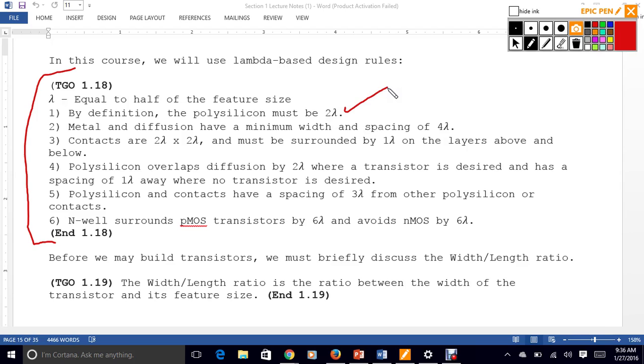So if you're designing a circuit, it's a good idea to go through and think, well, I need to design a transistor, and we'll be coming up with equations and methods to be able to calculate the precise number of lambda you need for your pull-up and pull-down networks in various designs.